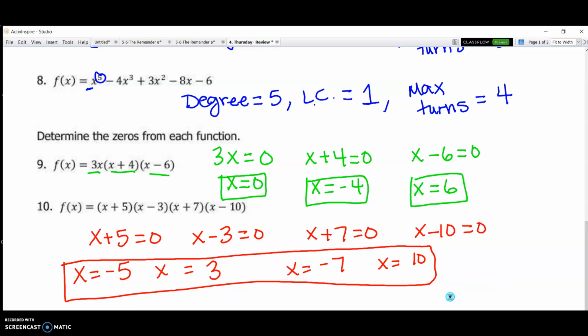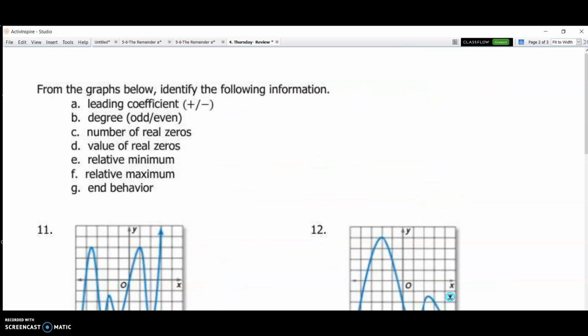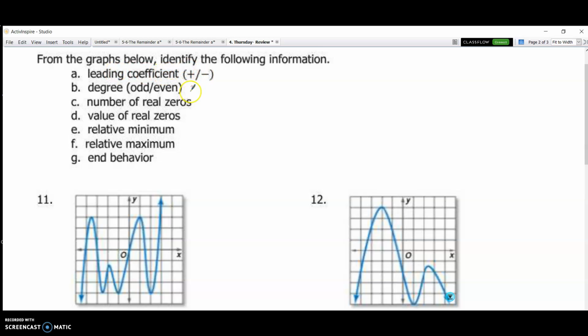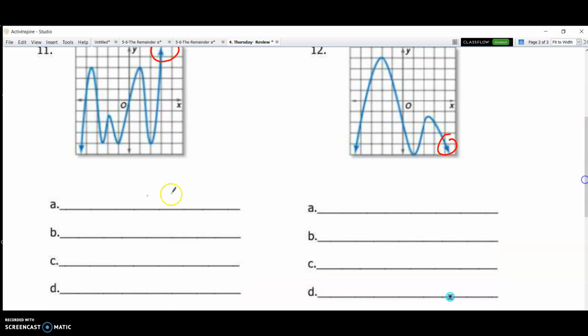Okay, next page. From the graphs below, identify the following information. So this goes to the end behavior. Leading coefficient, whether it's positive or negative, you can tell that from the right side of the graph. So the right side is going up, leading coefficient is positive. Right side is going down, leading coefficient is negative.